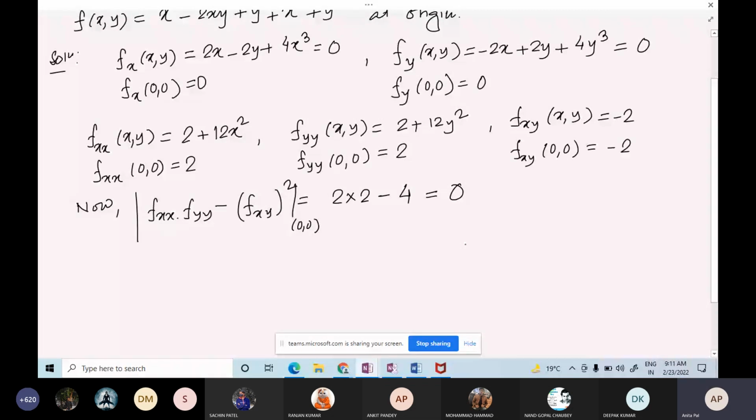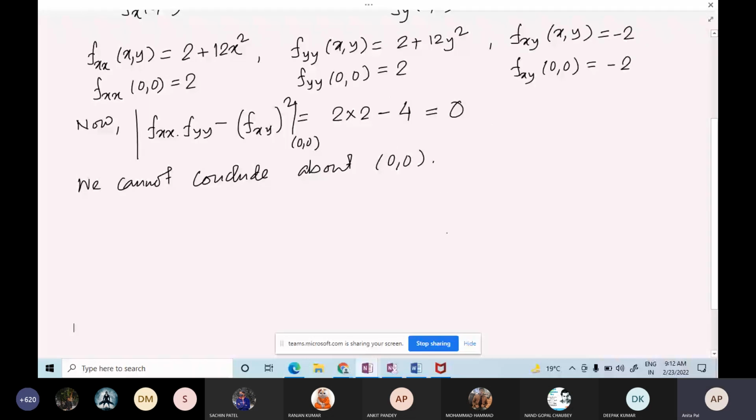So here we will conclude that we cannot conclude about 0, 0. Actually, now we have a doubtful case and we need to see further about this point, because our test failed. But it doesn't mean that 0, 0 cannot be an extremum. So we'll now check what f(x, y) is at 0, 0.